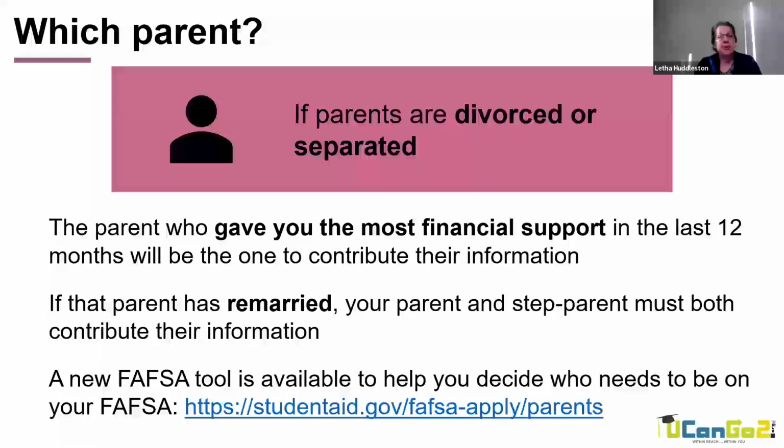If parents are divorced or separated, for those of you who have been in the FAFSA business for a while, you'll know that it wasn't too long ago that there were some guidelines that changed on this. The current rule is that if the parents are divorced or separated and not living together, the not living together part is very important, then the student is asked to use the information for the parent who gave the most financial support to that student in the last 12 months. Now, if that parent has remarried, then the step parent will also need to contribute their information on the FAFSA.